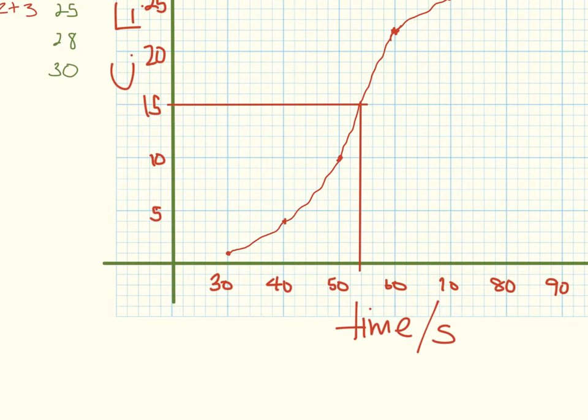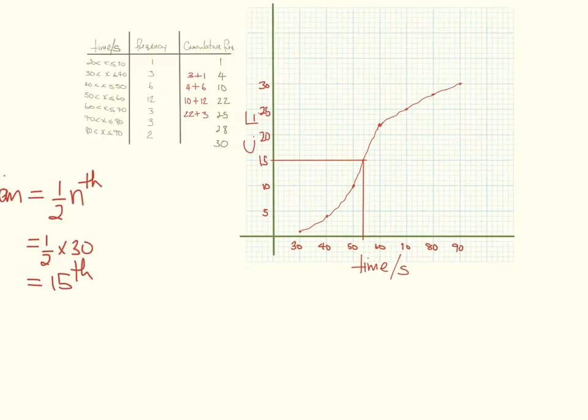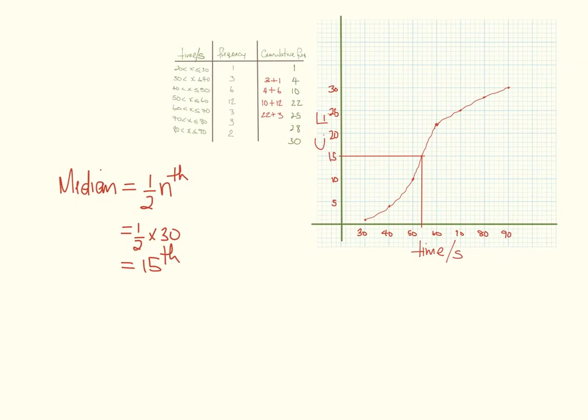So because this is 50, and we got 5 spaces, this is probably counting in twos. So 52, 54. So 54 seconds is going to be the time, the median time. Okay, so we're going to say here, median time is 54 seconds.